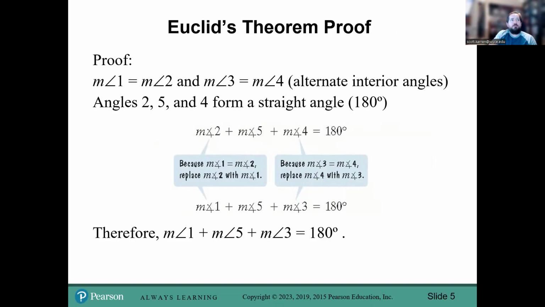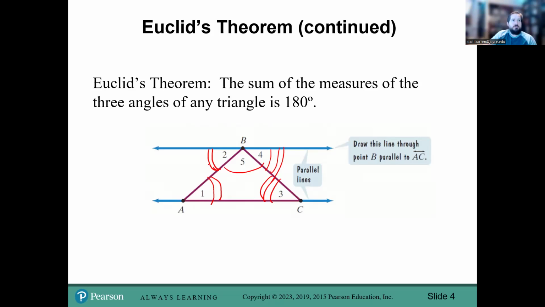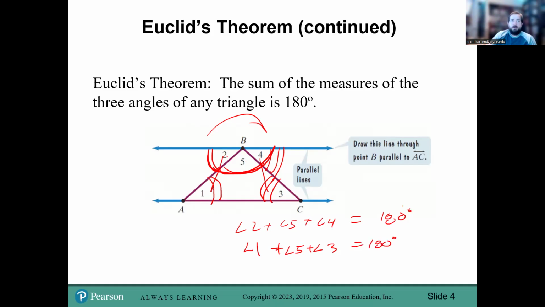And then angles 2, 5, and 4 form a straight line. They're all on this line, the other side of this line here. Since 2 is equal to 1 and 4 is equal to 3, then angle 2 plus angle 5 plus angle 4 is 180 degrees. But angle 2 is equal to angle 1, so I can replace that, and angle 4 is equal to angle 3. And so these must equal 180 degrees.